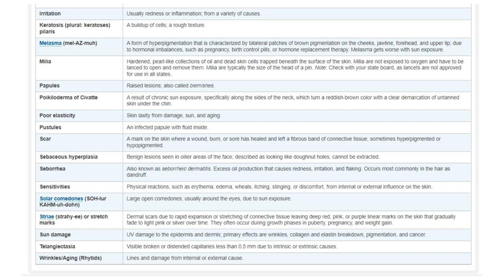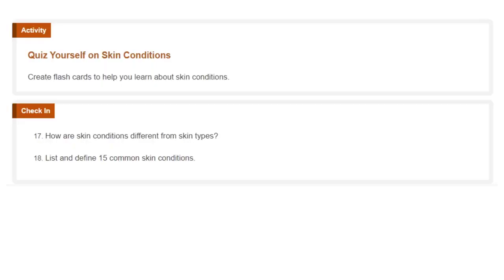Sun damage, UV damage to the epidermis and dermis. Primary effects are wrinkles, collagen and elastin breakdown, pigmentation, and cancer. Telangiectasia: visible broken or distended capillaries less than 0.5 mm due to intrinsic or extrinsic causes. Wrinkles/aging: ridges, lines and damage from internal or external cause.